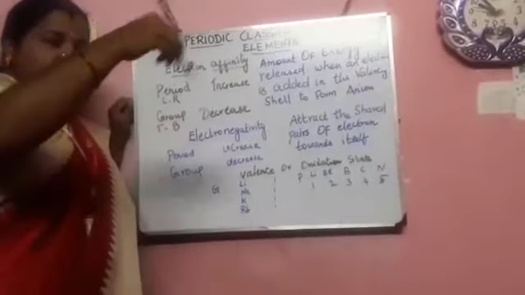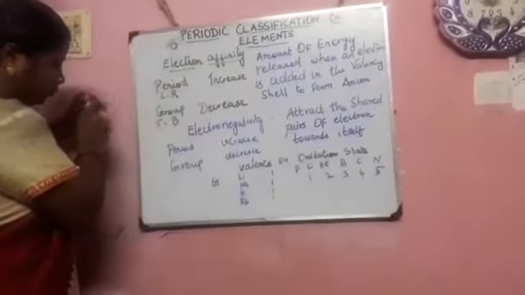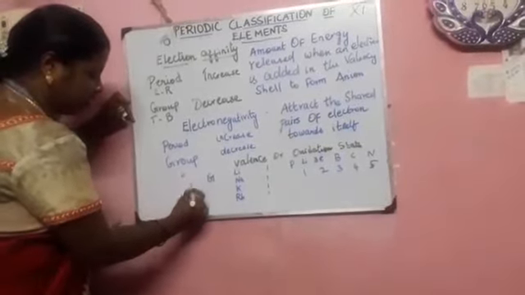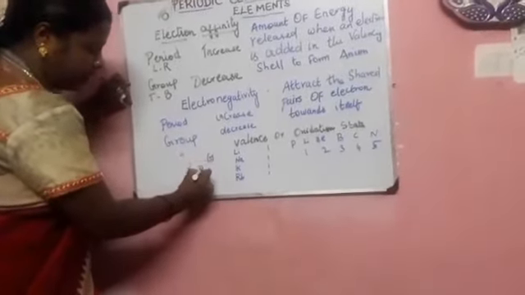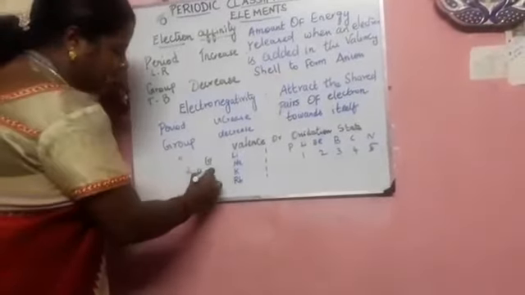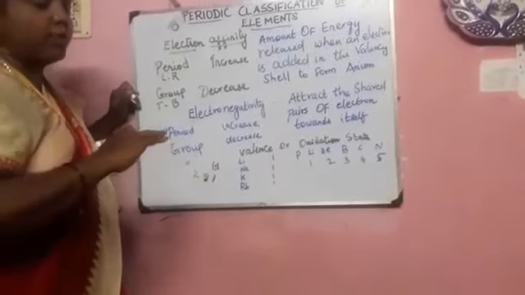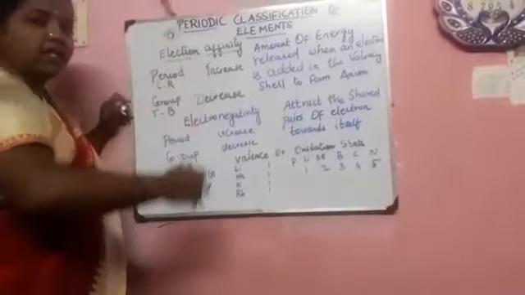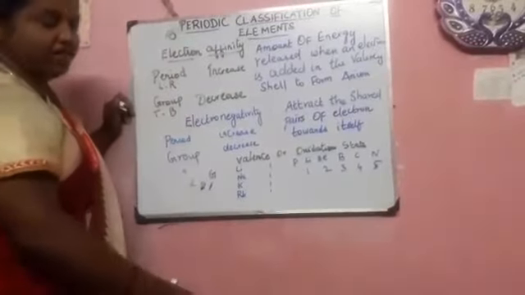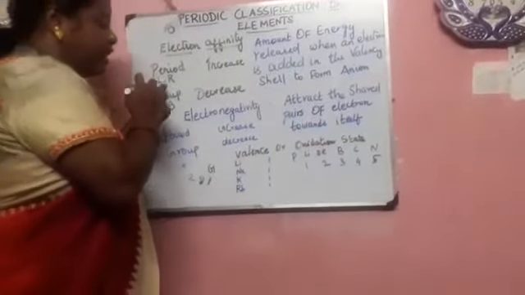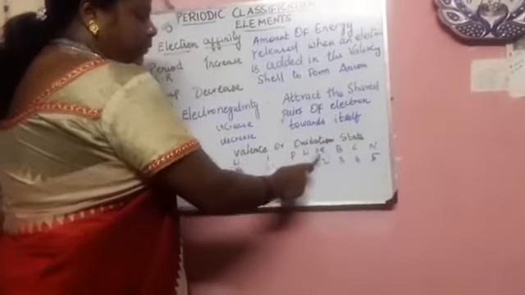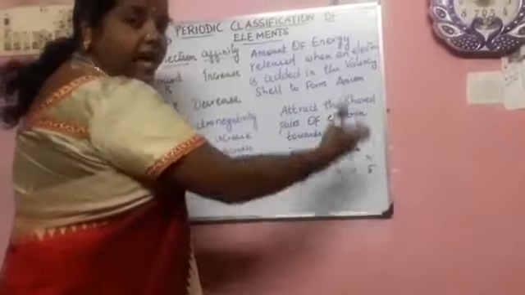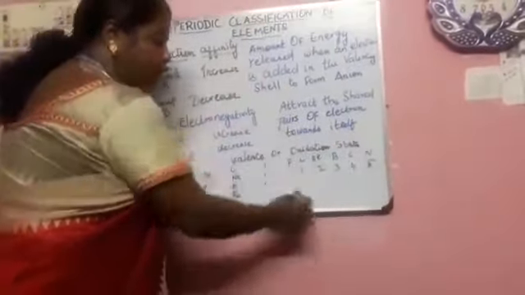Sodium is 11. First shell 2, second shell 8, so totally 10, and the last shell is 1. This is the electronic distribution. So what is the valency of sodium? 1. For the remaining elements group-wise, almost all have the same valence shell. Let's see period-wise. Lithium, beryllium, boron, carbon and nitrogen have different valence shells, with a different number of valence electrons in each.